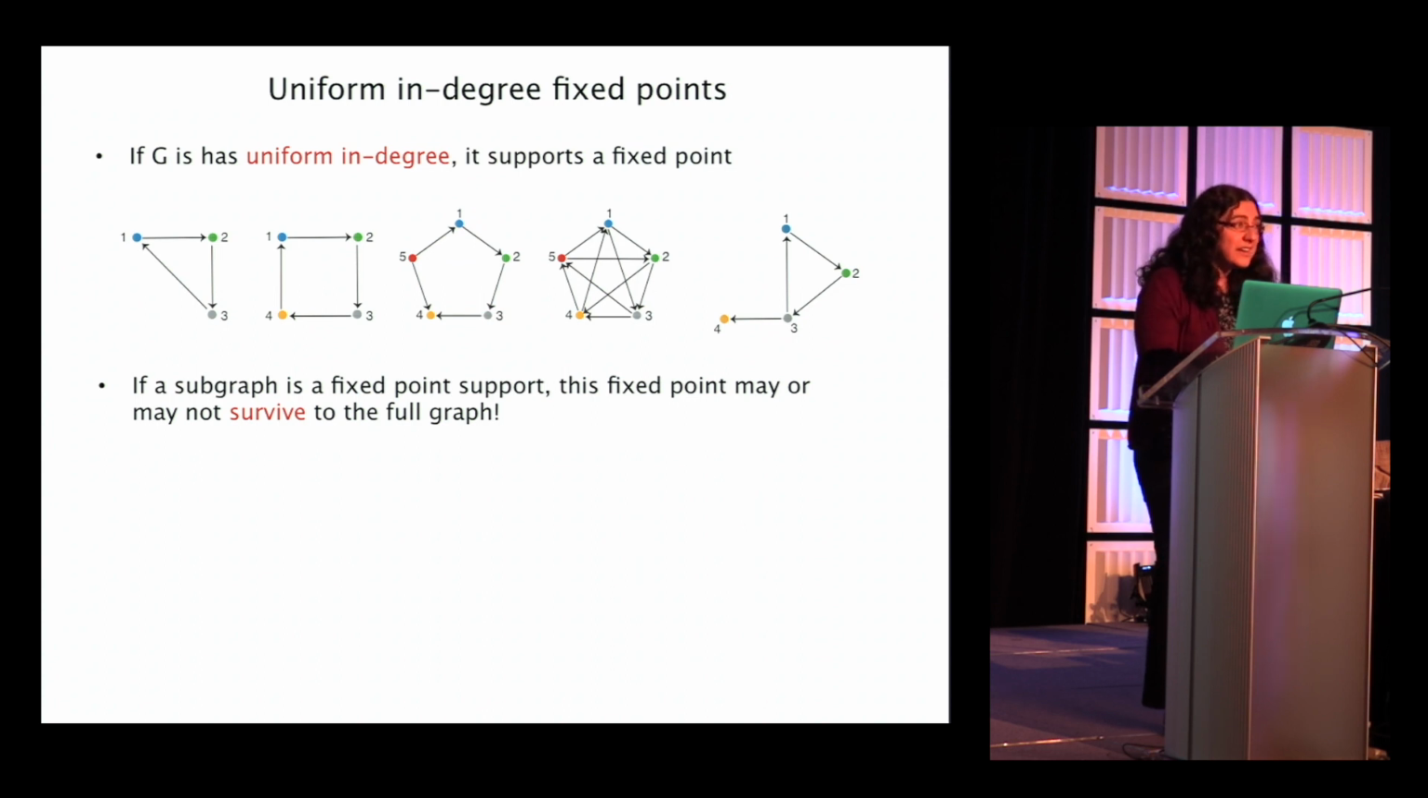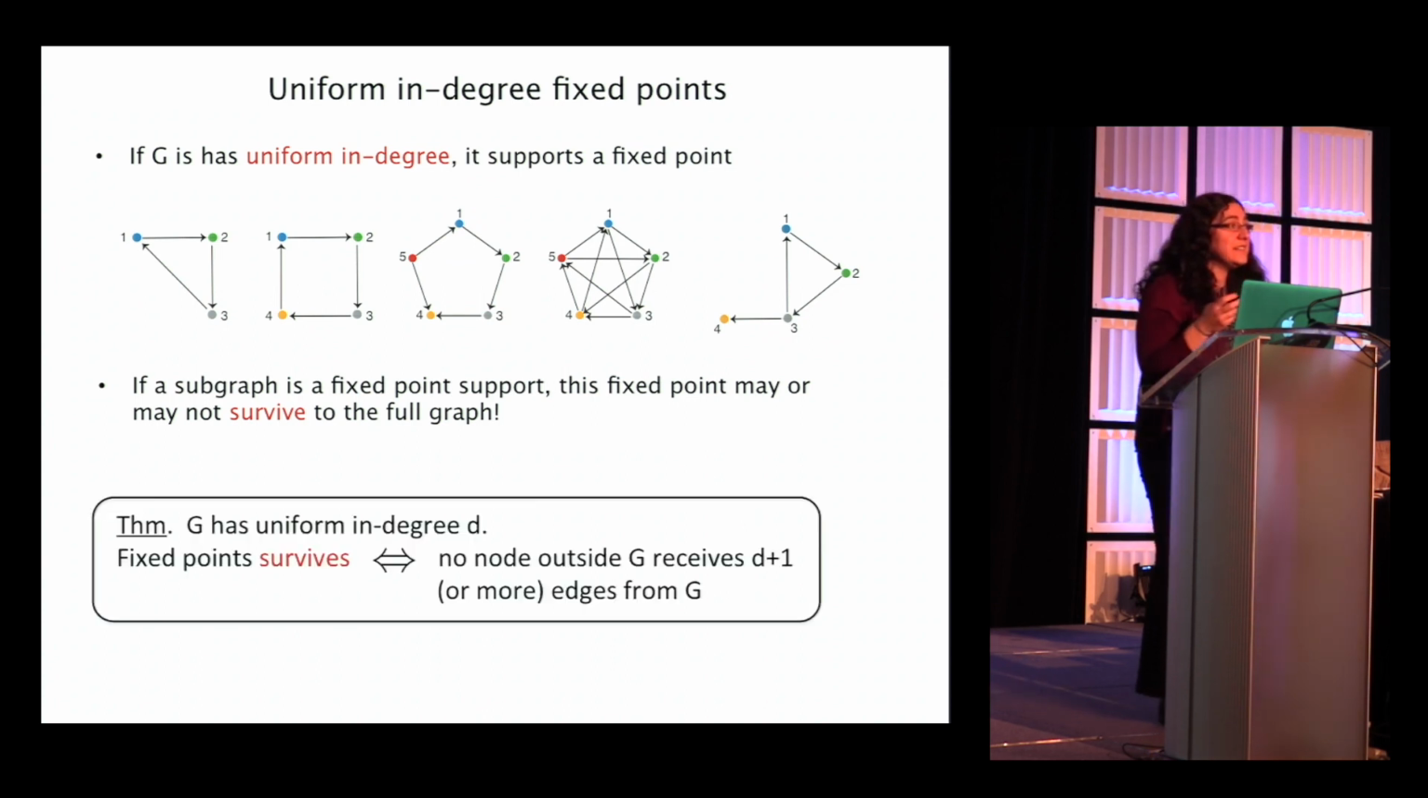And the remarkable thing is that we know precisely when it does. So if G has uniform in-degree d, the fixed point survives to the full graph if and only if there is no node outside of that subgraph that receives d plus 1 or more edges from it. That's the rule. And notice the rule does not depend on epsilon, delta, or theta, right? That's because that all drops out of the proof. Okay, so it really is determined purely by the structure of the graph whether or not the fixed point survives.